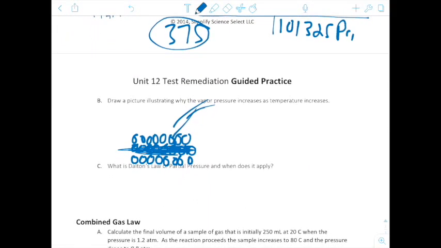What is Dalton's law of partial pressure, and when does it apply? Dalton's law of partial pressure applies generally when things are collected over water. Gases are hard to collect, so we collect them over water to give us the ability to put them in a beaker where we know it's just that substance and water vapor. Dalton's law of partial pressure can apply anytime that you have multiple gases in a single container.